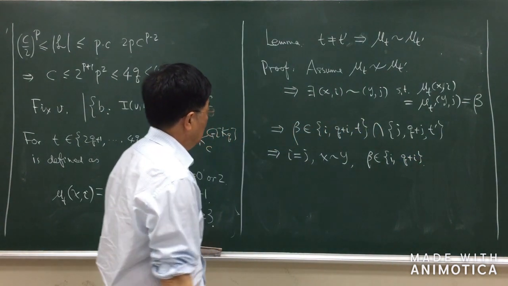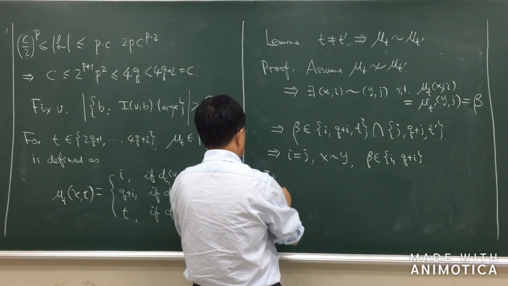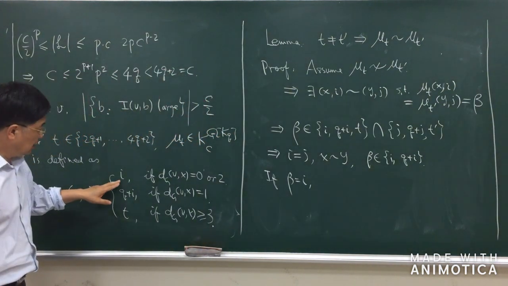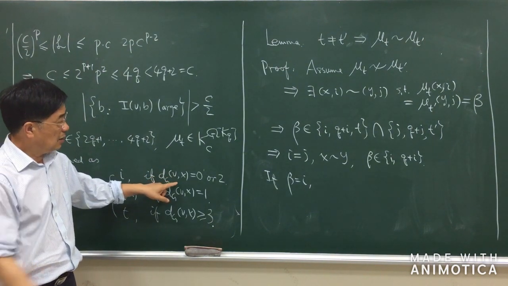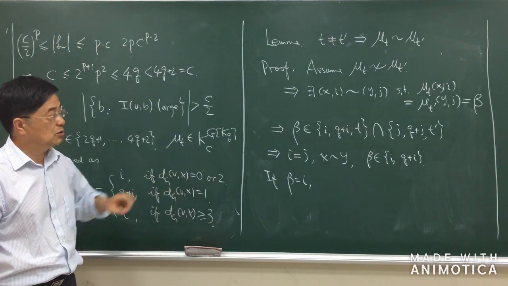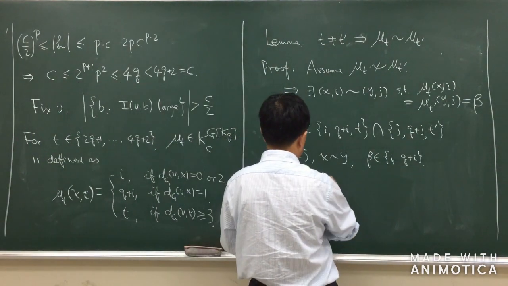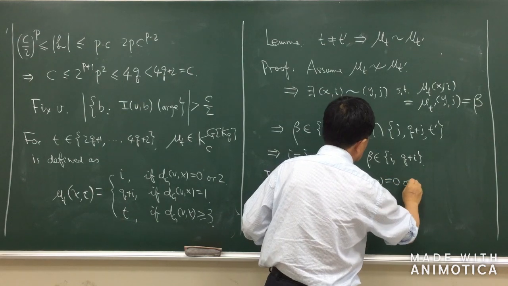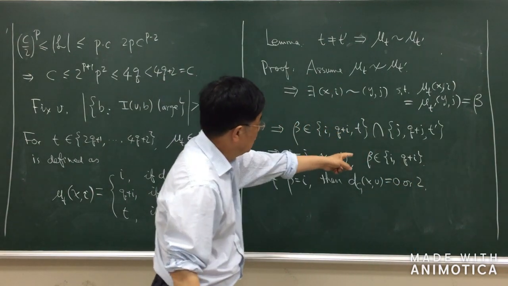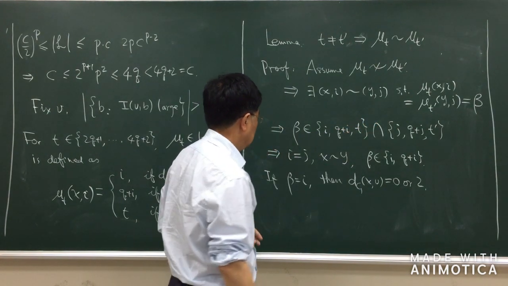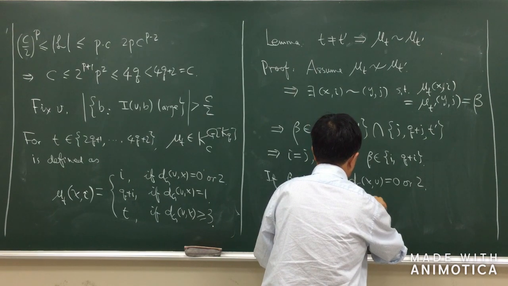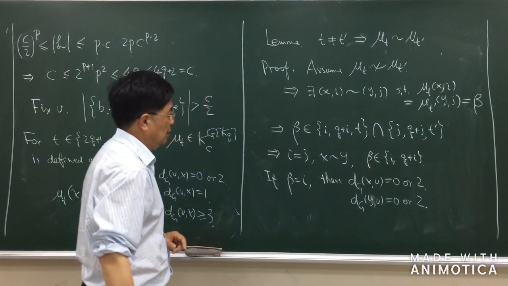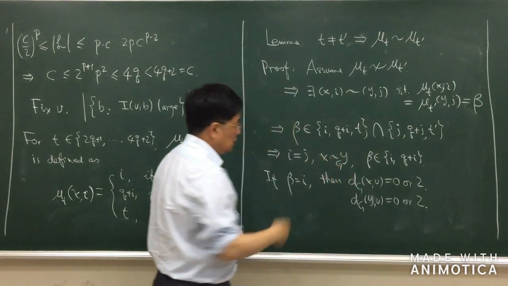Okay, so let's consider the case. If beta equals i, then why do you have colored i? You color xi by i, it has to be that the distance between v and x is 0 or 2. So this means that the distance of xv is 0 or 2. And similarly, when we color this by i, the distance between y and v is also 0 or 2. Okay, so this adjacency is in G, not in G naught.